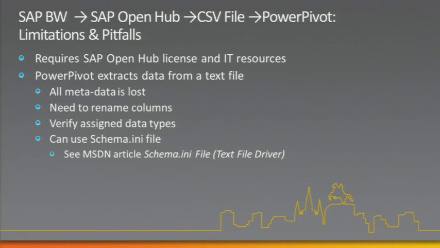So in the text file, all your metadata is going to be lost. It's just characters. Once you import the data into Power Pivot, you're going to have to rename the columns. You're going to have to verify the assigned data types. We did our testing from a test instance of SAP, but one of our columns was just a text field. And there are various options for field delimiters, like tildes or pipes.